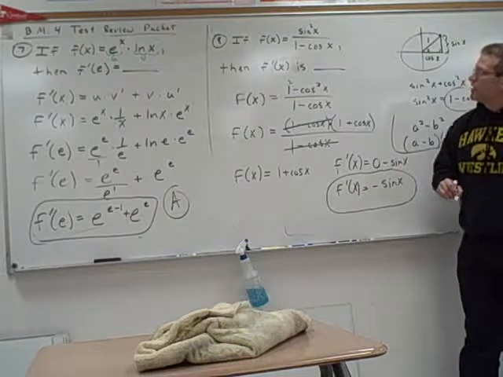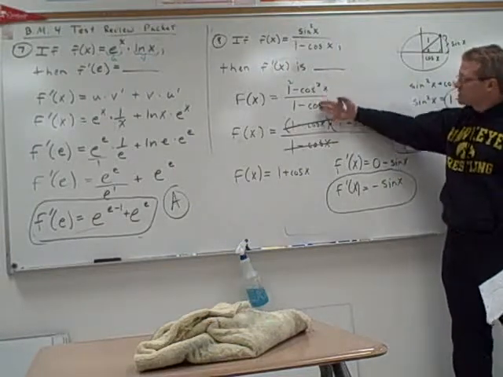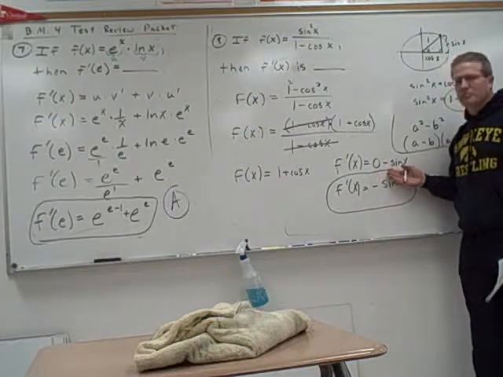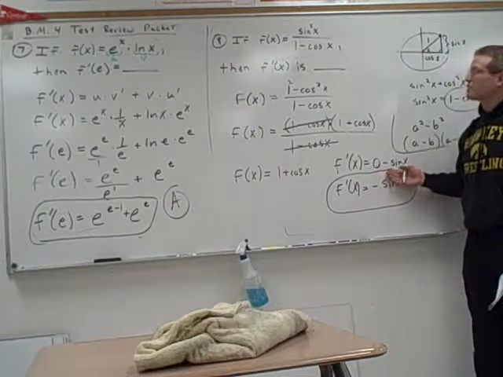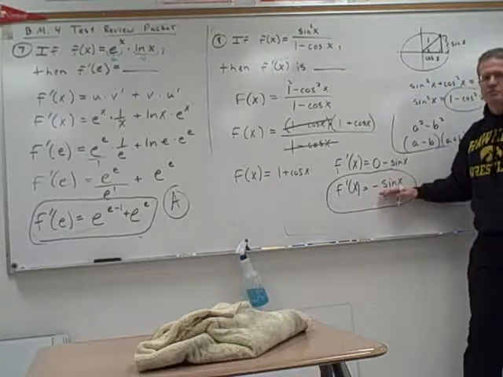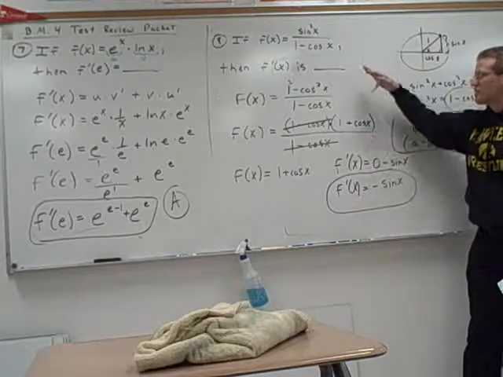So you can see that by simplifying the expression first, using an identity and some factoring, doing the derivative ended up being pretty easy. Whereas otherwise I would have had to do the quotient rule and then try to simplify and reach this answer, which is probably possible, but I think this is probably the easier way to do it.